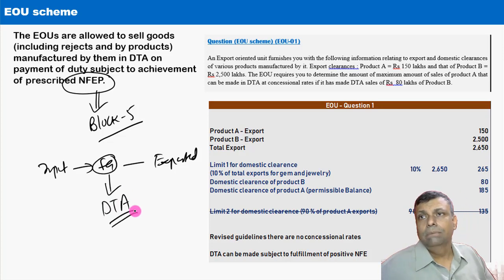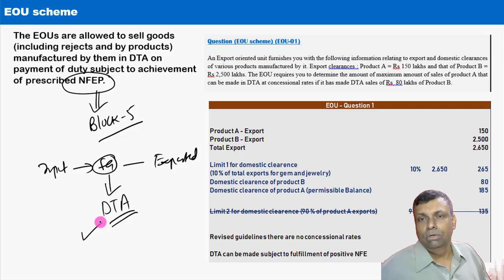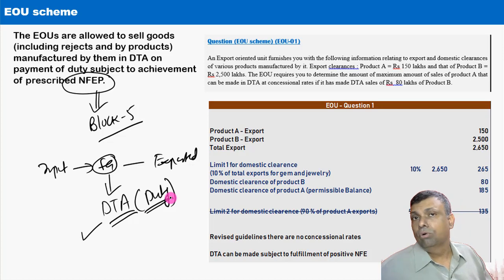Now this particular scheme has undergone a little bit of a change. It says that yes, you are permitted to clear these goods in the domestic tariff area. Even finished goods you can clear, and waste, scrap, byproduct, whatever, you can clear in the domestic tariff area. That means you can sell it locally because after all you want to raise the funds. However, when you sell it in the domestic tariff area, you will have to pay whatever duty is payable. That means for all local domestic clearance, you will have to pay the duty as required by the law. That is one of the very important things. But the scheme says that now you can clear it off, that means you can sell these things in the domestic market also.